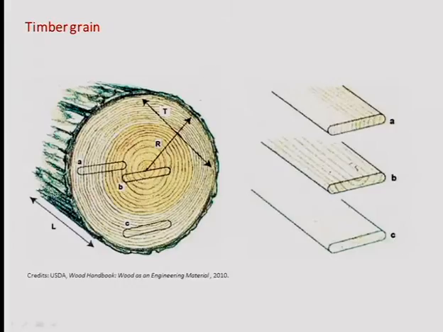So you see here what happens. Imagine you have this plank, and you get this plank from different parts of the tree log. So you see immediately the differences in terms of grain and also in terms of structural properties.